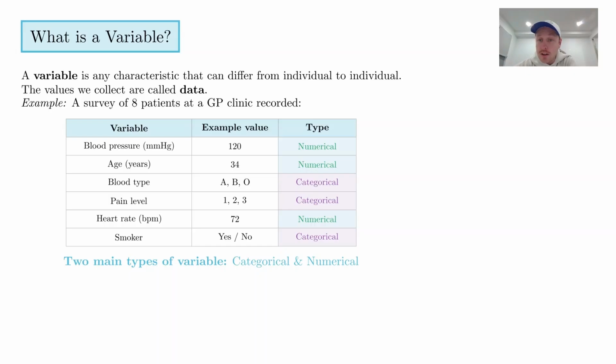And then we've got heart rate. Heart rate is a number, beats per minute, 72 beats per minute. So that's numerical. And a smoker is a category because we're saying yes or no. We either fit into one of those 2 categories. Okay, we'll talk more about this pain level one. That can be a little bit tricky in a second, but let's keep moving ahead.